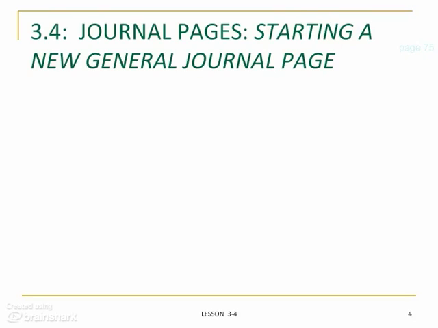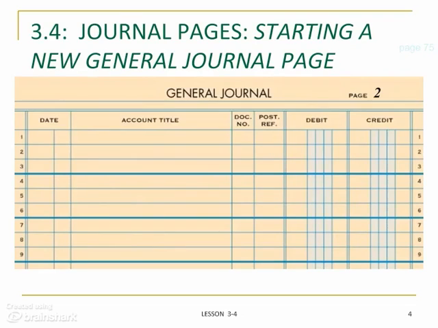What we would do is move the whole transaction to the top of the next journal page. We would write page 2 or the next page number on the top of the journal page and then enter the whole transaction on the new page.